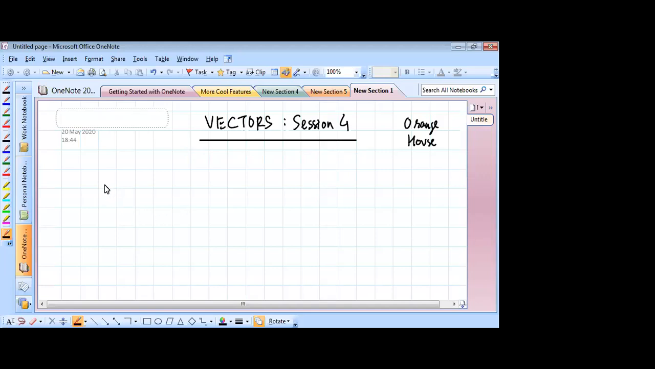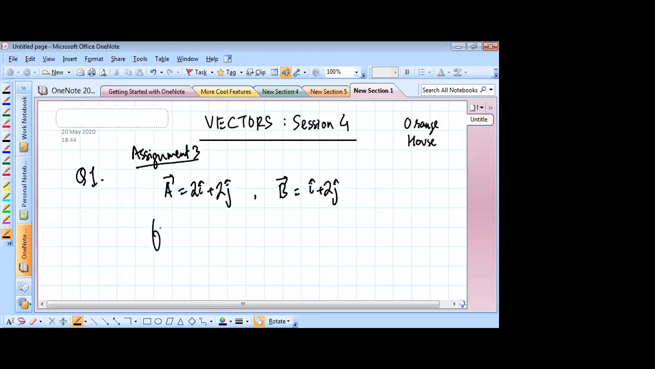So anyway, question 1 from assignment 3. It's like this: two vectors were given to you and you had to just find the magnitude of A plus B. Vector A was given as 2i cap plus 2j cap. Vector B was given as i cap plus 2j cap. And we have to find the magnitude of A plus B.